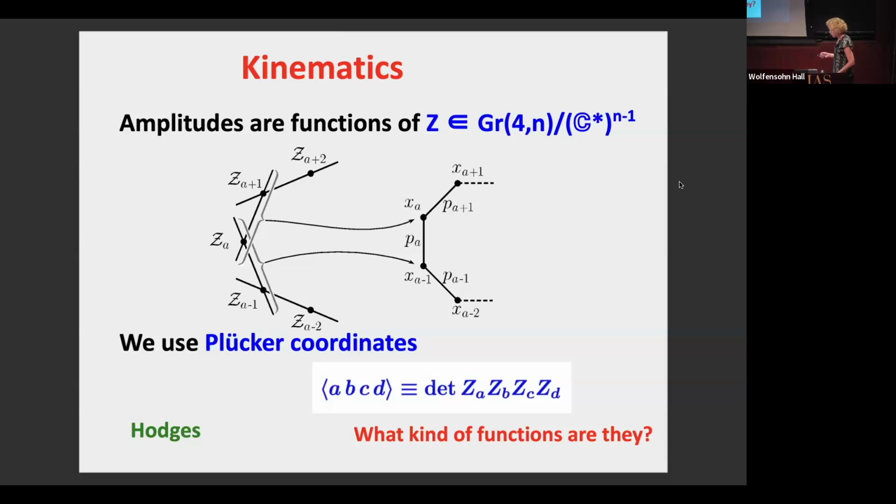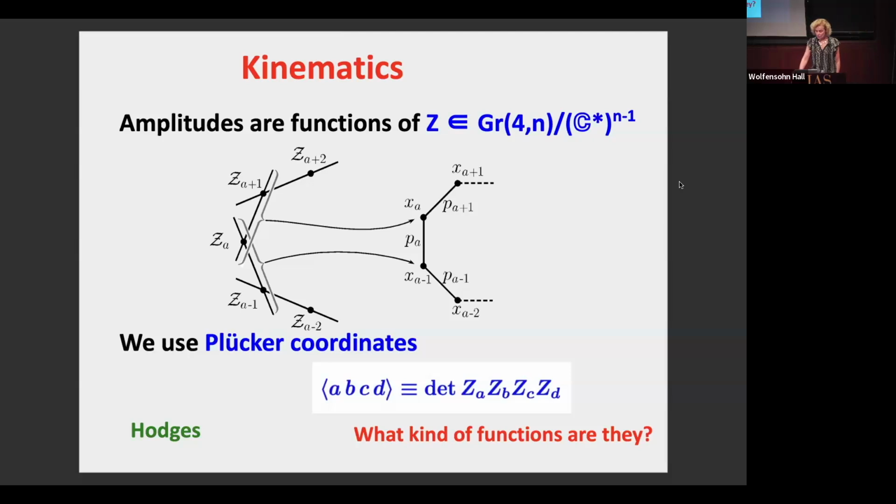Okay, very good. So I'm describing the amplitudes as functions of certain kinematics. Amplitudes are functions of z's, which are elements of Gr(4,n). Throughout this talk we're going to use Plücker coordinates on Gr(4,n). There are n of these z's. You can make them into a 4x4 matrix and take its determinant, giving the Plücker coordinates A, B, C, D. So that's the kinematic space.